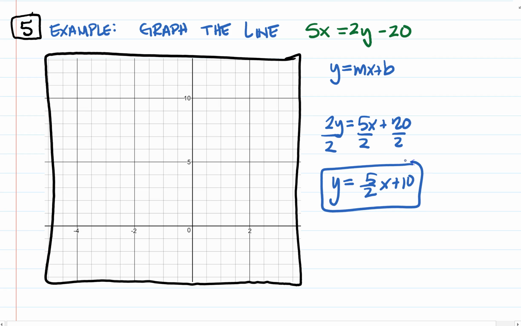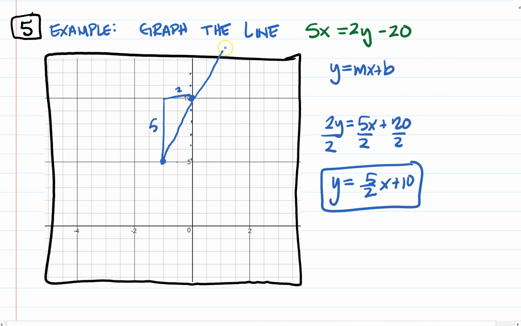Okay, so how do I graph this? I would start with my y-intercept of 10. So here is my y-intercept of 10. And then I would have to go up 5 and over 2. So if I go up 5, 1, 2, 3, I kind of go off the chart. So I could go down 5, 1, 2, 3, 4, 5, and then to the left 2. And that would give me a slope of positive 5 over 2.